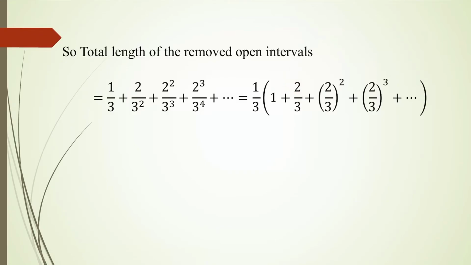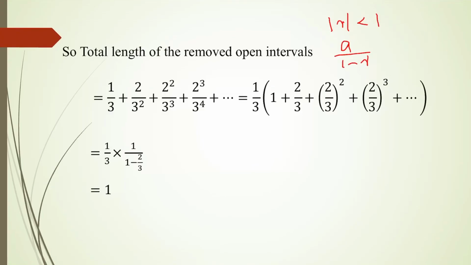And we know that if R is the common ratio, if mod R is less than 1, the geometric series converges, and the sum will be A by 1 minus R, first term by 1 minus the common ratio. So we will have 1 by 3 times 1 by 1 minus R, which is 2 by 3. 1 minus 2 by 3 is 1 by 3. You can cancel 1 by 3 and 1 by 3 and we will get 1. Okay, so the total length of removed open intervals is equal to 1.